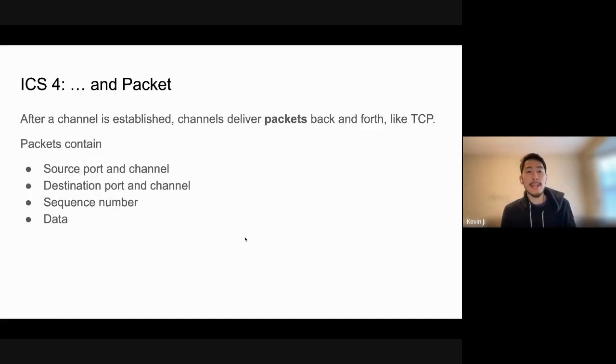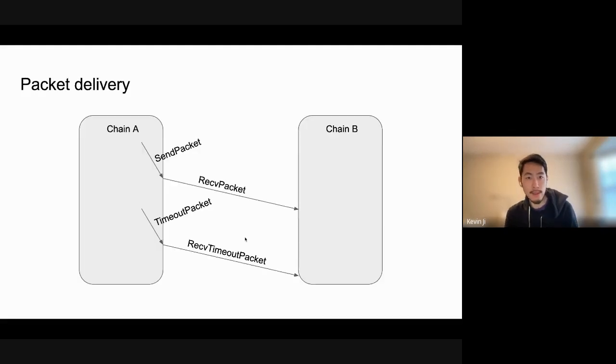So once channels are established, channels let you deliver packets back and forth. These packets, again, are very inspired by TCP. They contain a source port in channel, a destination port in channel, a sequence number saying which packet number it is, and then the actual binary blob of data that they have.